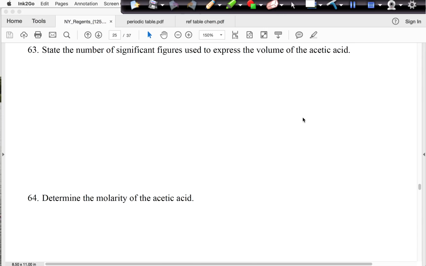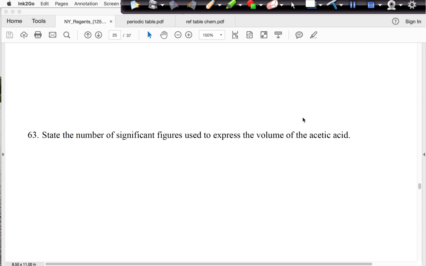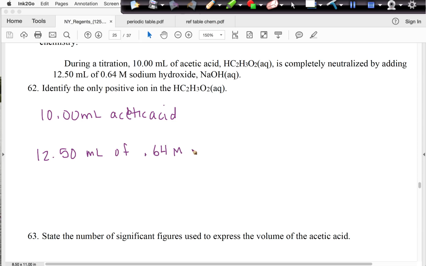For number 64, it says determine the molarity of the acetic acid. So if we go back to the reading of the question, I'll write that down here. It says 10 milliliters acetic acid, and it says 12.50 milliliters of 0.64 molar NaOH.